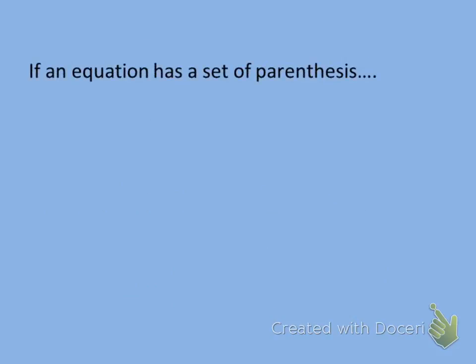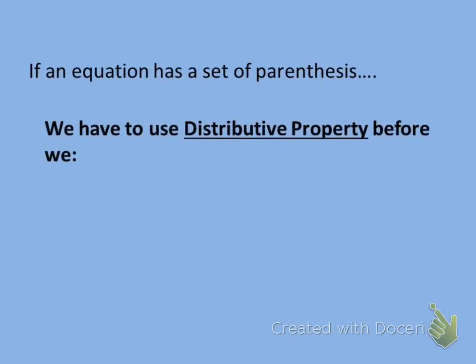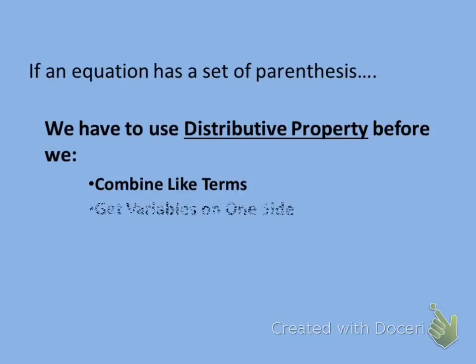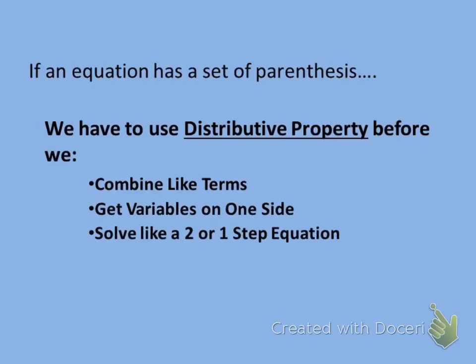So if you see an equation with a set of parentheses, you need to use the distributive property before you do any of these things. Before you combine like terms, before you get the variables together, and before you solve the equation like normal. The absolute first thing you need to do is get rid of the parentheses using the distributive property. Any questions on that idea?